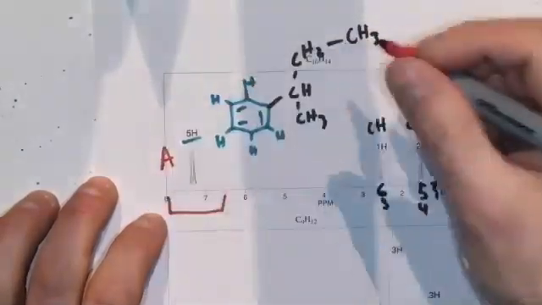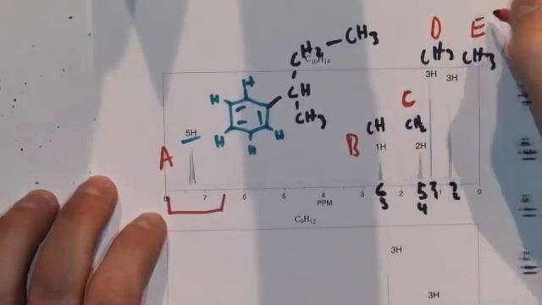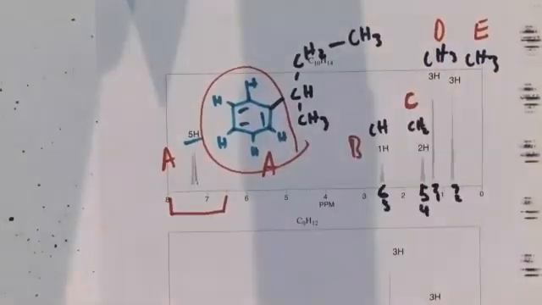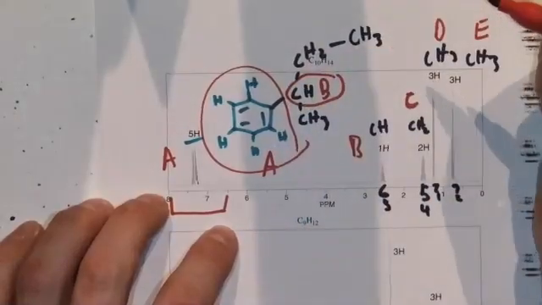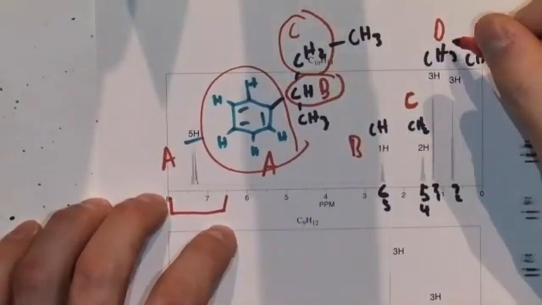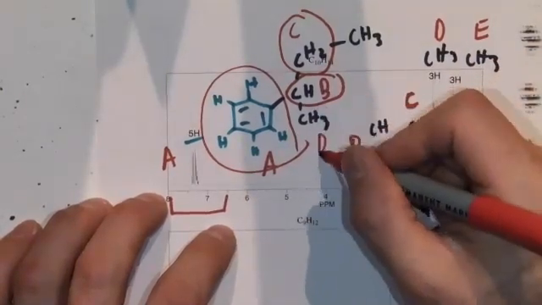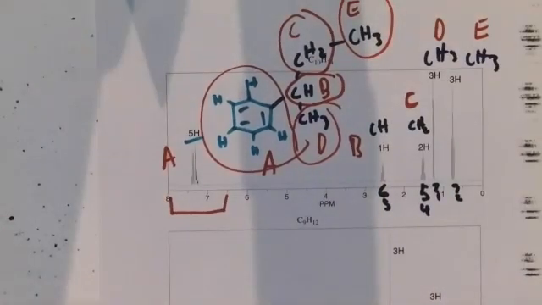For labeling this A, B, C, D, E here. A is just going to be this whole thing. B is going to be my only CH. C is going to be my only CH2. D is going to be my CH3 with 1 neighbor. So this CH3 is next to 1 neighbor. E is going to be the one on the other side, giving me this product. Any questions on these?